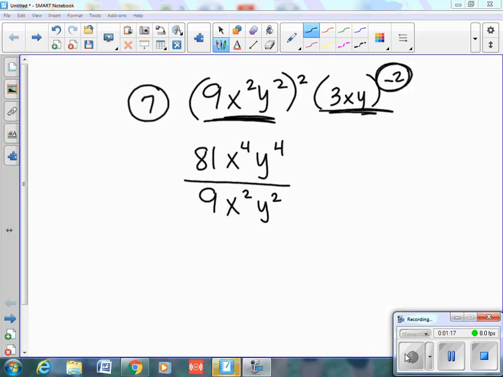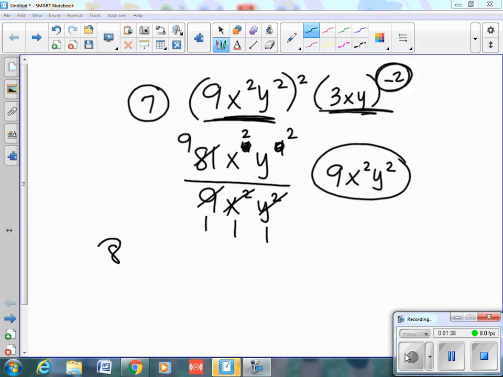So 3 squared is 9. Then you simplify this. 9 goes into 9, 1. 9 goes into 81, 9. X squared over x squared is 1, y squared over y squared is 1. These both turn to 2's. Final answer, 9x squared, y squared.